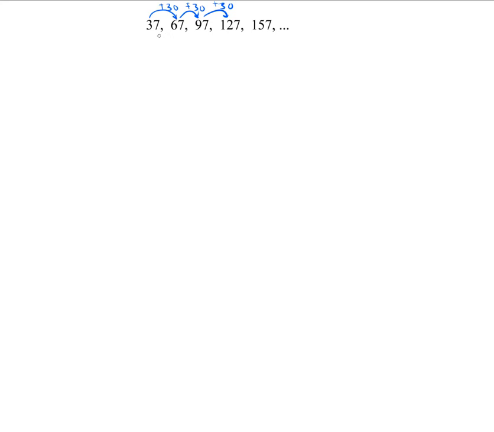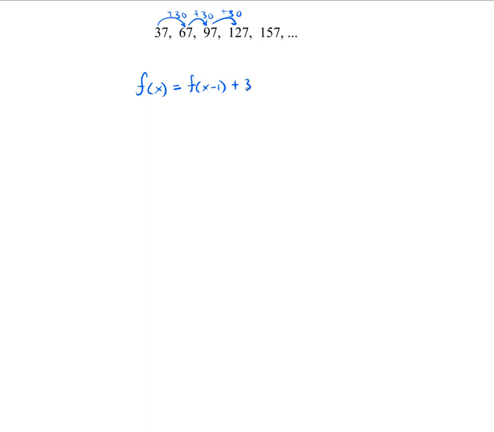So what I'm going to do now is write my recursive function for this. To write my recursive function, remember I start with f of x. Any term that I want to find is going to be equal to my previous term, f of x minus 1, plus, it looks like plus 30. And that right there is my recursive function for this, except I need to write the specific instance that this works. And that's only true if f of 1 is equal to 37, right?